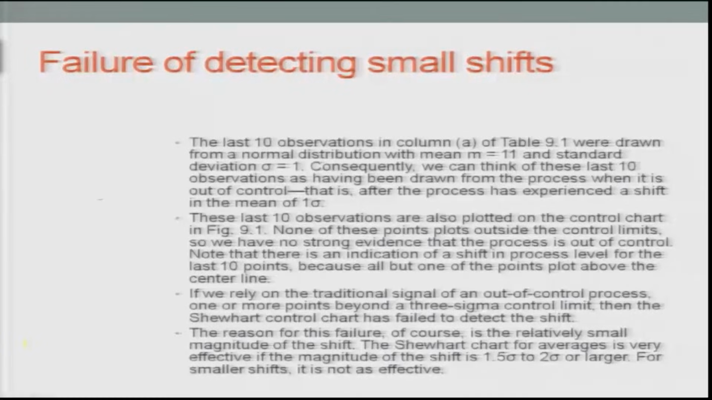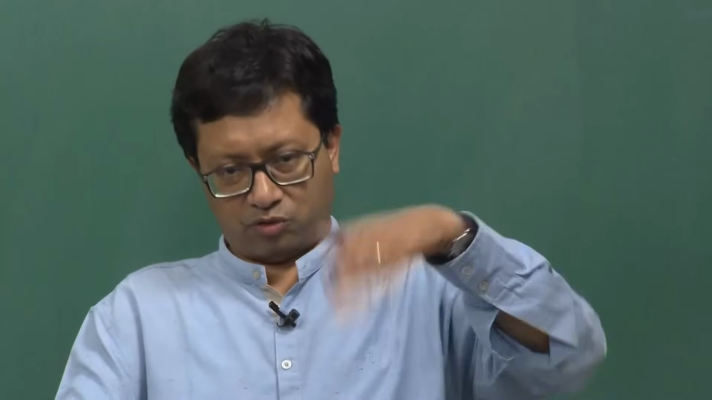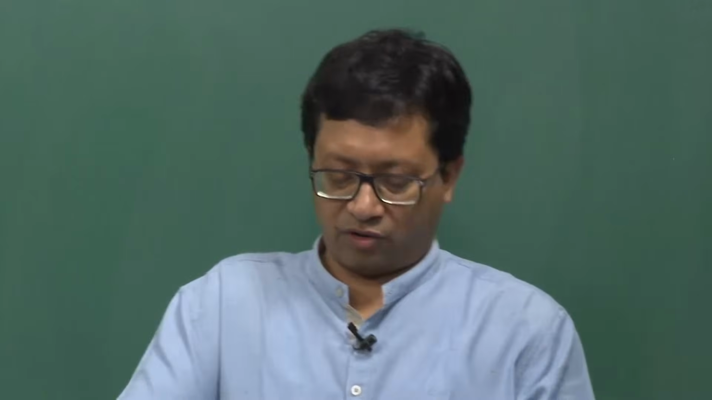It states that these last 10 observations are also plotted on the control charts. None of these points plot outside the control limits. So obviously, we have no strong evidence that the process is out of control. Note that there is an indication of a shift of the process level for the last 10 points, because all but one of the points are above the central line. So the set of points are above or the set of points are below. This is the diagram which I tried drawing.